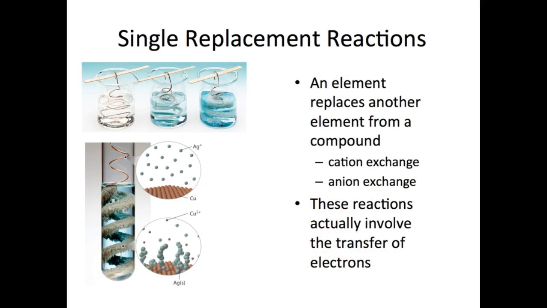So, the silver was originally in solution, and it became solid silver. So notice it went from a plus to no charge. That means it gained electrons. Conversely, notice that the copper had no charge, and then it became charged, meaning it lost electrons. So when we talk single replacement reactions, what we're actually talking about is this exchange of electrons.